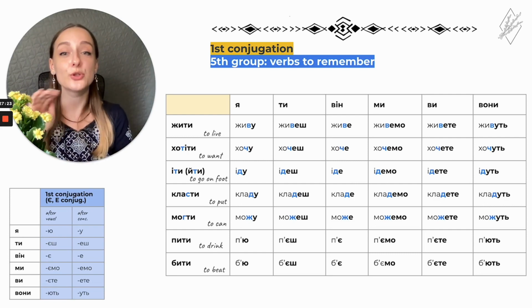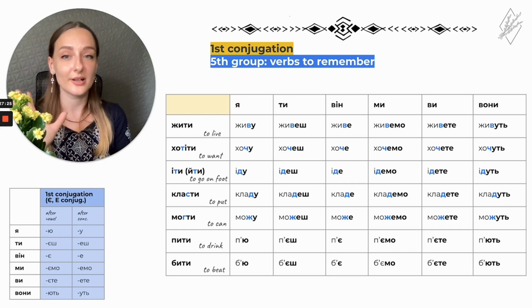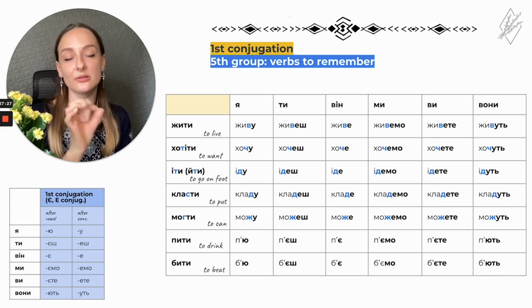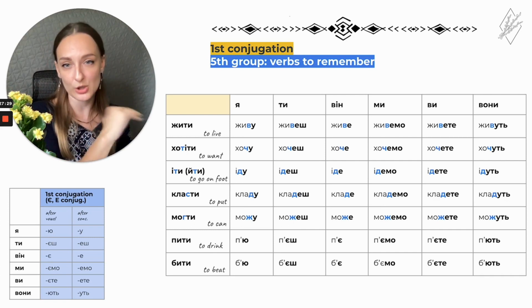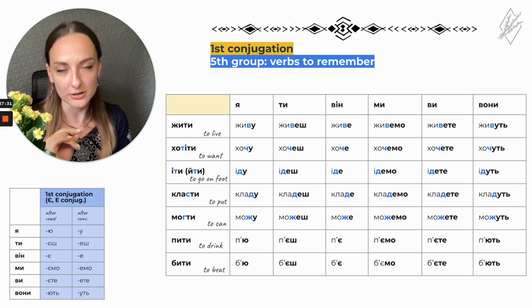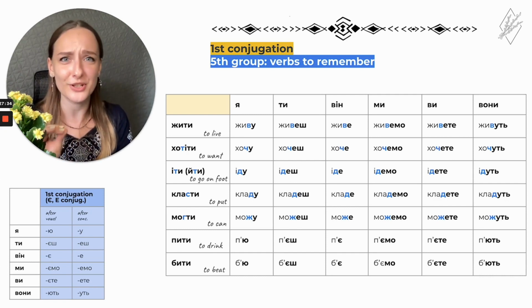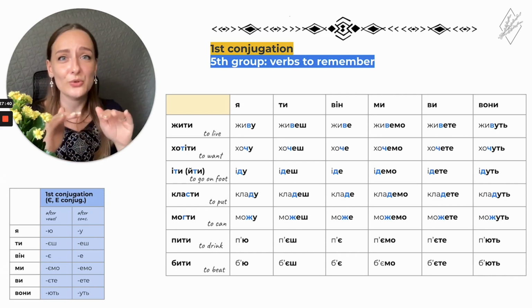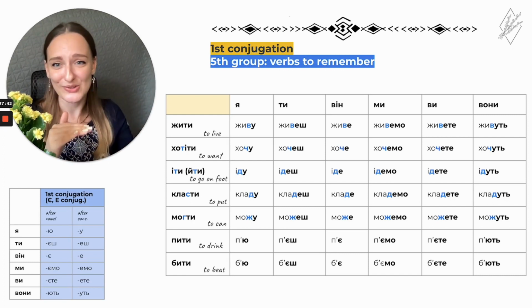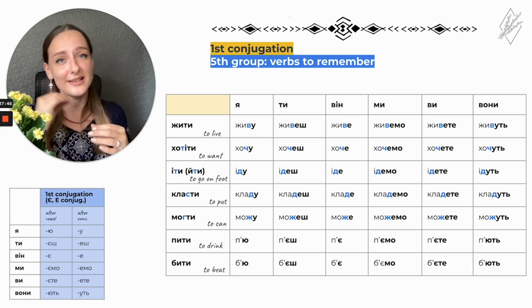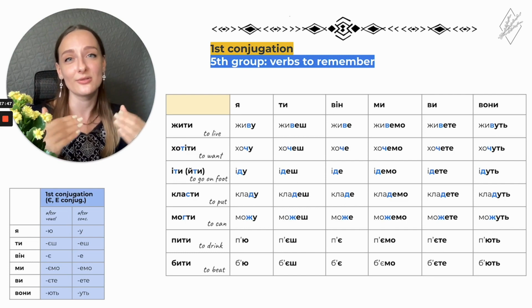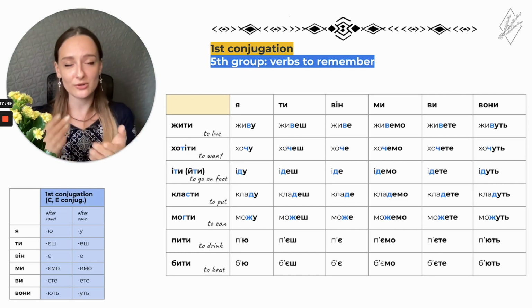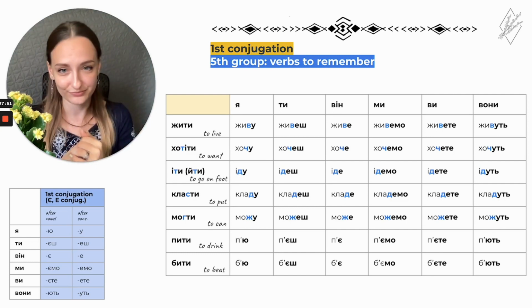The next verb, to put, класти. С we replace with D. Я кладу, ти кладеш, and so on. Могти. By the way, this verb in the infinitive is almost never used, so we use only its conjugations. But still, the letter G we replace with Ж. Я можу, ти можеш, він може, and so on.